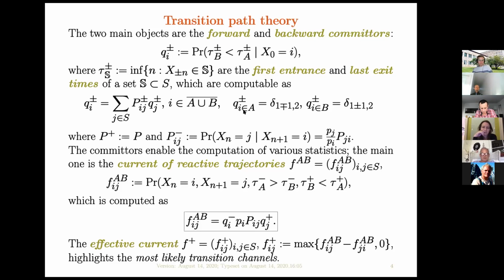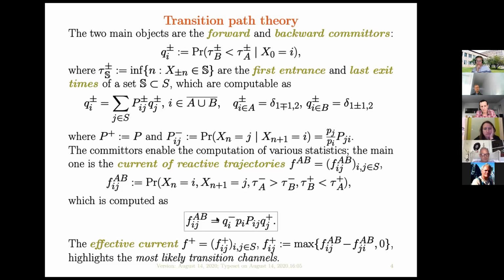In particular, if you're thinking about the forward committer and see that A is the source and B is the target, the forward committer is going to be 1 there, and 0 there. It's going to be the other way around for the backward committer. With the forward and backward committers, you can compute what we want. So the current of reactive trajectories gives the average number, or average flux, of trajectories going from state i at time n to state j at the next time, on their way from A to B directly.